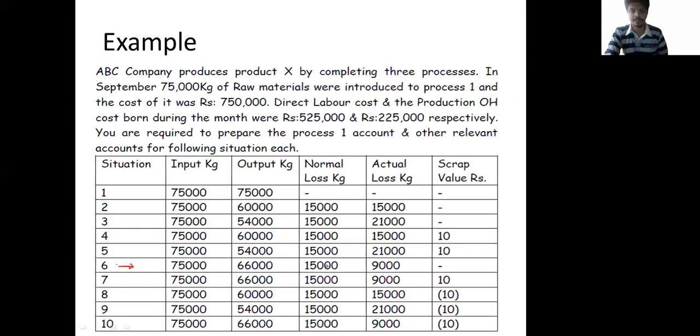Then here you can see there is a normal loss. Actual loss is 9,000. Normal loss is 15,000. That means actual loss is less than the normal loss. That means simply that scenario we can identify as abnormal gain. As well, these are not having any scrap values. There is no scrap value, which means there is no possibility of selling the normal loss. Okay, let's see.